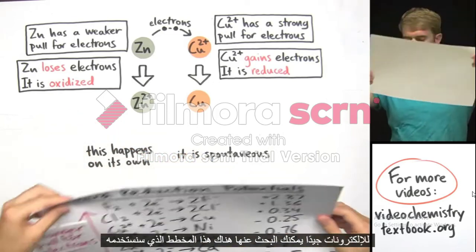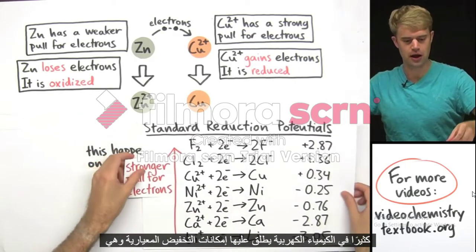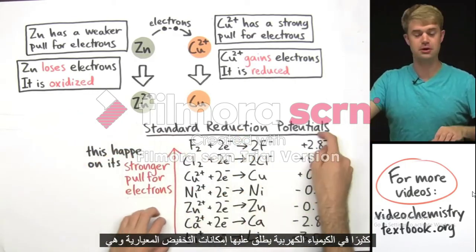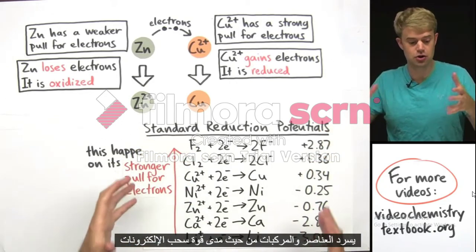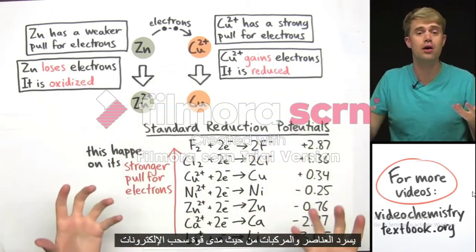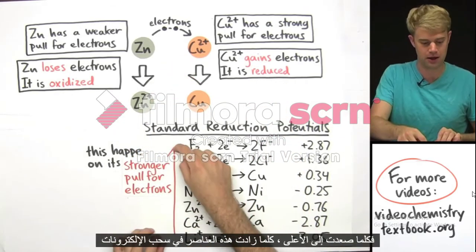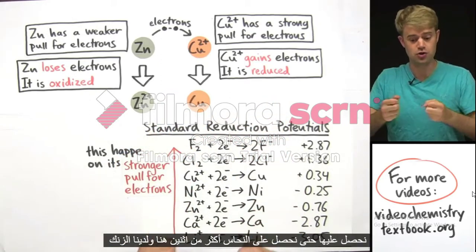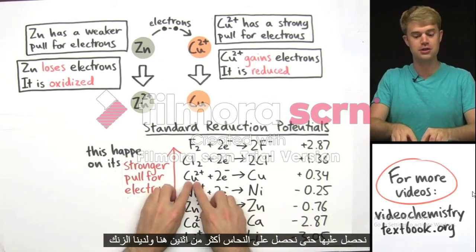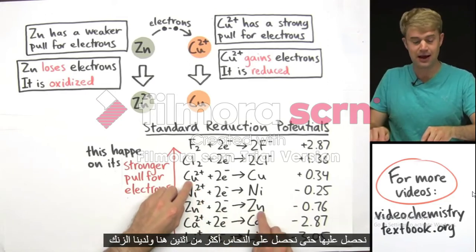There is this chart that we'll be using a lot in electrochemistry that's called the standard reduction potentials. It lists elements and compounds in terms of how strongly they want to pull electrons. So the higher you go up here, the more these elements want to pull electrons towards them. So we got copper 2+ up here, and we got zinc down here.